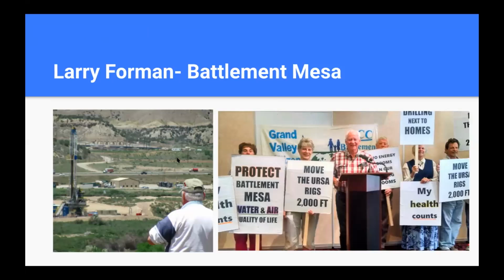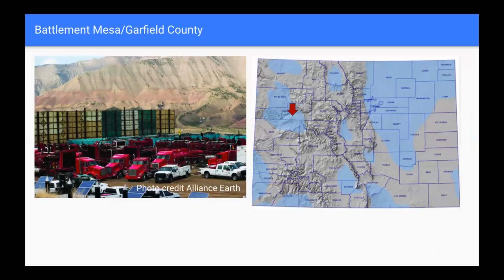Larry Foreman, Battlement Mesa, and Leslie are going to be joining us here tonight. Battlement Mesa is a heavily fracked community on the western slope, very close to Rifle, where we talked about the first fracking wells ever were. And so they'll be talking a little bit about what they're experiencing. This red arrow sort of shows the area that they're in. They're on the western slope.